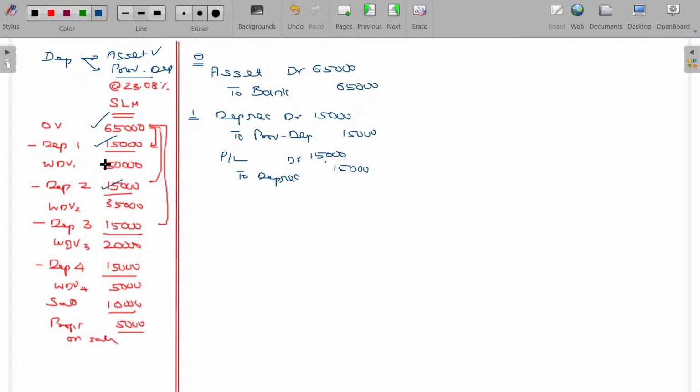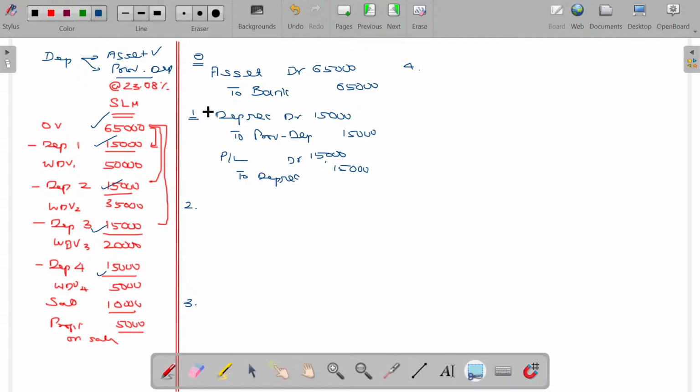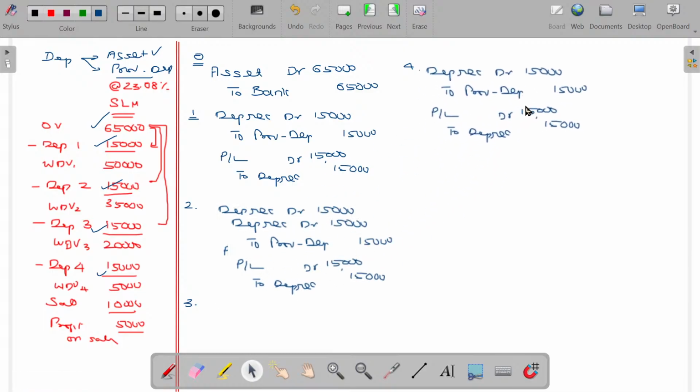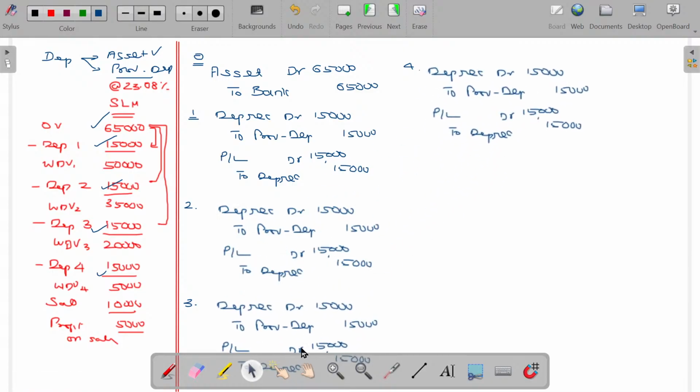For the next year also, we have the same. Third year also, we have the same amount of depreciation. Fourth year also, we have the same amount of depreciation. So we can simply repeat these things year after year. So year after year, these two journal entries are repeated for every year's depreciation. Later on, that will be adjusted by debiting to the P&L account. So we have done this. Is that clear?